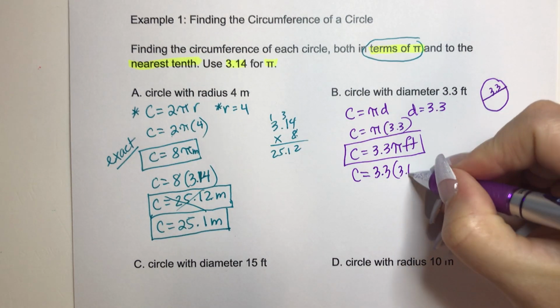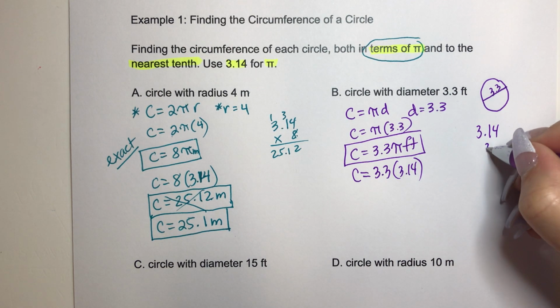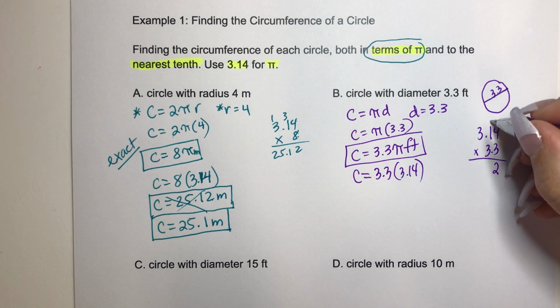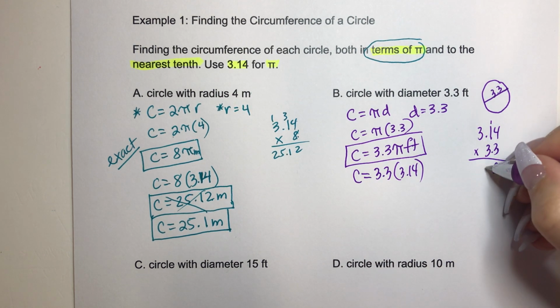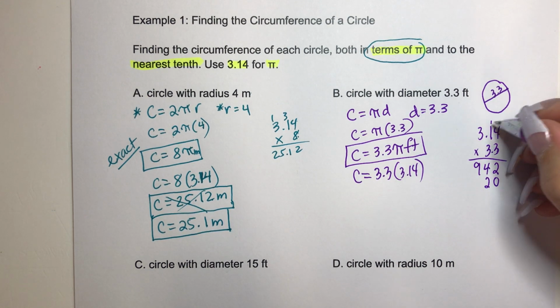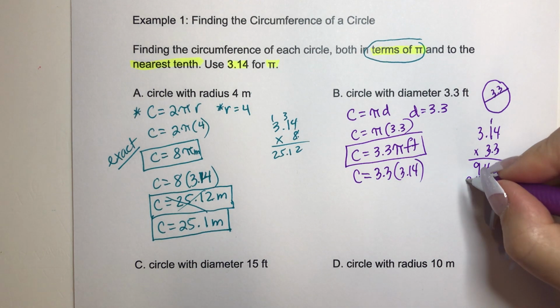3.3 times 3.14. I'm going to take that over to the side. 3.14 times 3.3. 3 times 4 is 12. Write the 2, carry the 1. 3 times 1 is 3, plus 1 is 4. 3 times 3 is 9. 3 times 4 is 12. Write the 2, carry the 1. 3 times 1 is 3, plus 1 is 4. And then finally, 3 times 3 is 9.